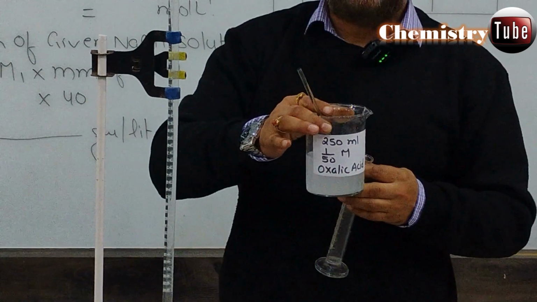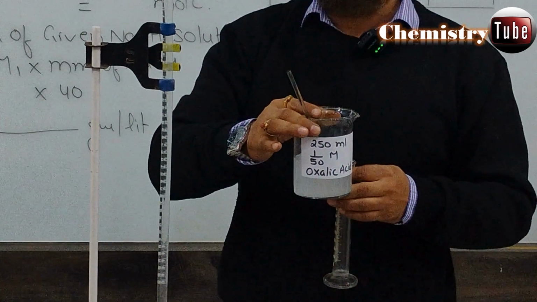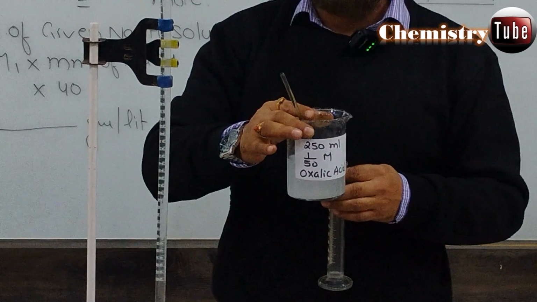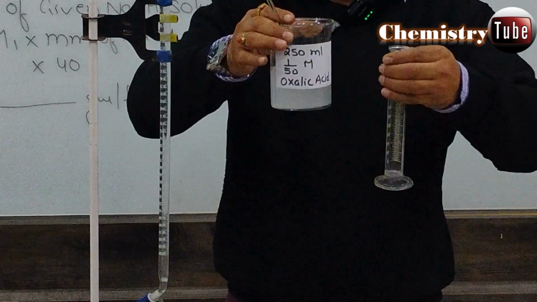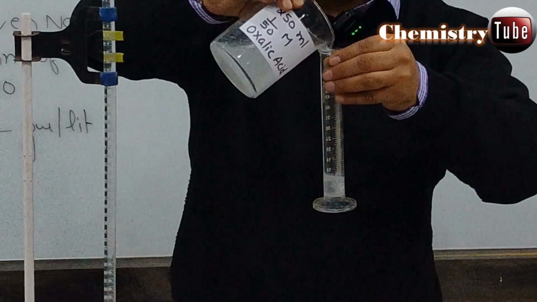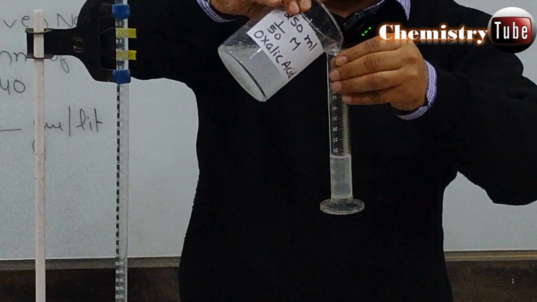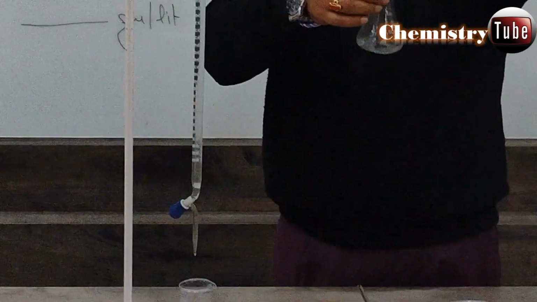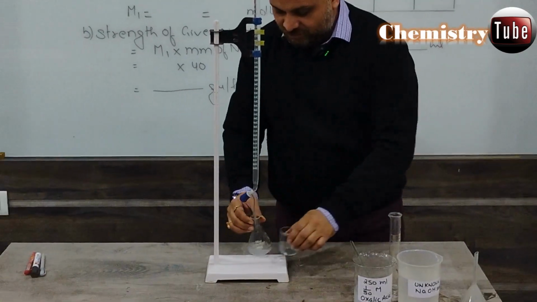Now we need to measure 20 ml of this oxalic acid solution with the help of this measuring cylinder. We have already added phenolphthalein indicator in this oxalic acid solution. Phenolphthalein does not give any color with oxalic acid, but with NaOH it will give pink color. That will be our end point. So let us start. Now I am taking 20 ml of this oxalic acid solution. Now we will transfer it into this conical flask. Now place it here.